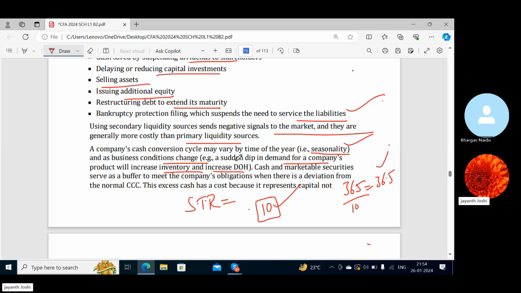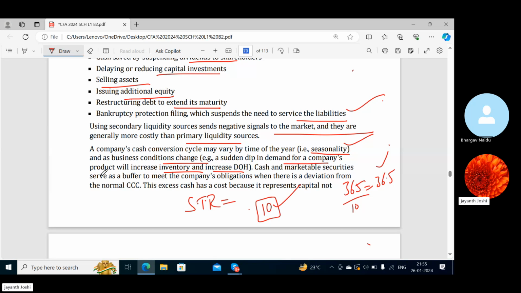So what happens when business conditions change, with a sudden dip in demand for the company's product? The company's products are not getting sold, taking more time to sell. So that will increase your stock conversion period. Is it good or bad? It's bad, because you're taking more time to convert your inventory into cash.